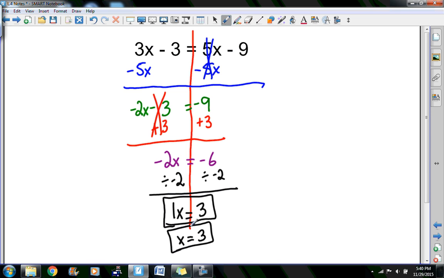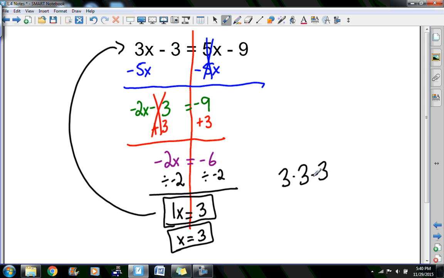So now we have to check our answer by plugging this back into the original equation. So I end up getting 3 times 3 minus 3 on the left side of the equation, and on the right side of the equation I get 5 times 3 minus 9. Well, 3 times 3 is 9. 9 minus 3 is 6. And on the right side of the equation, I get 5 times 3. Well, that's 15. 15 minus 9, well, that's 6. So my answer of x equals 3 must be correct.